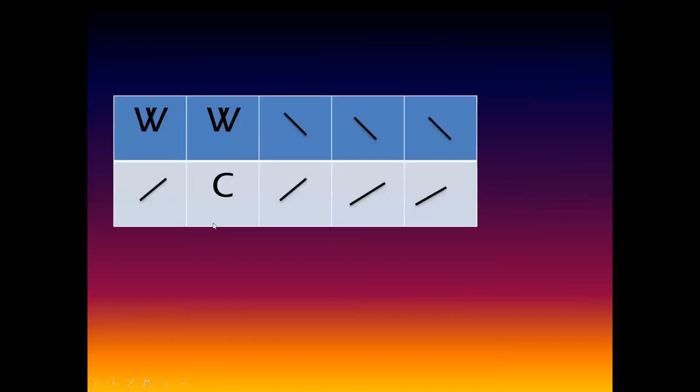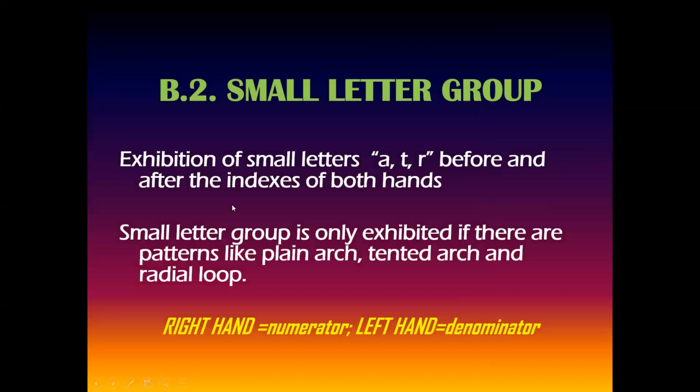So in this case, understandably, after arriving at our primary, which is 17/19, our secondary by capital letter group will be W over C, whirl over central pocket loop whirl. So that is our secondary. And then of course we also have the small letter group.